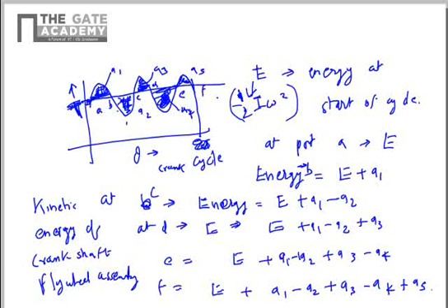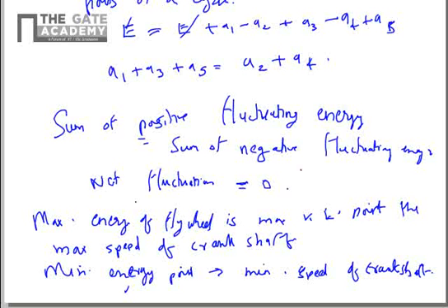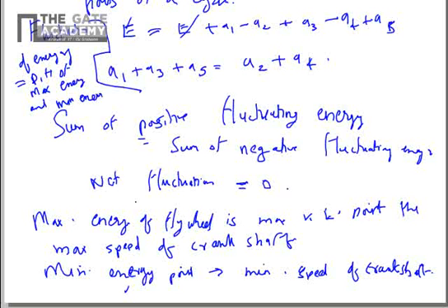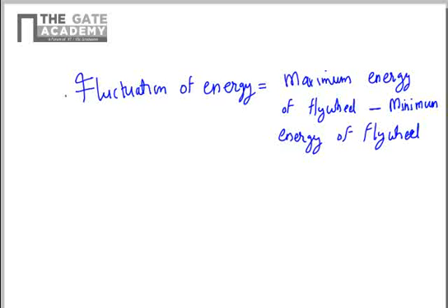And what about fluctuation of energy? Fluctuation of energy is the difference of max energy and minimum energy. So you have the energy at different points in time. This value is the maximum fluctuation of energy, maximum energy of flywheel minus minimum energy of flywheel. So you know the energy at different time instances. This is called the maximum fluctuation of energy.